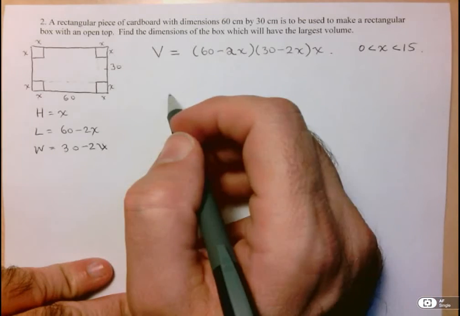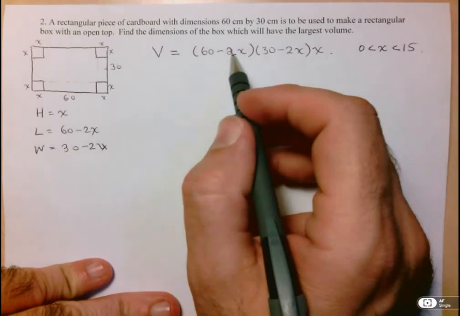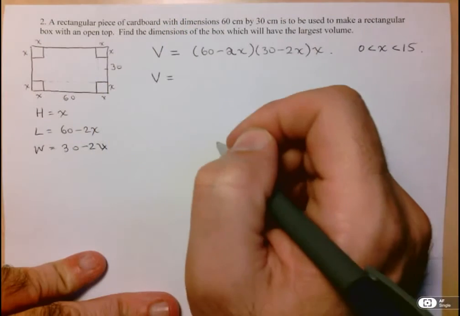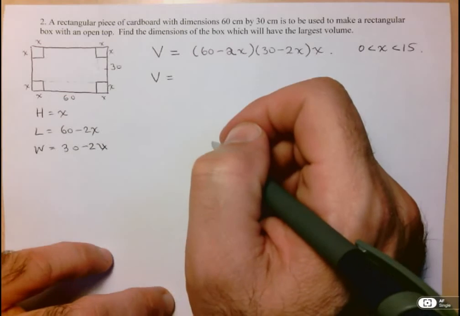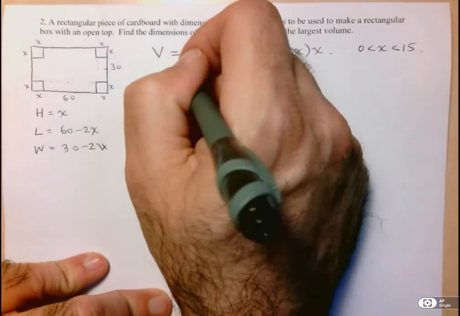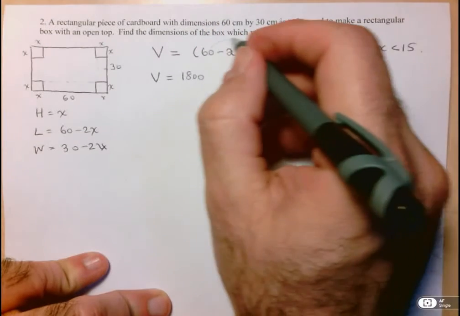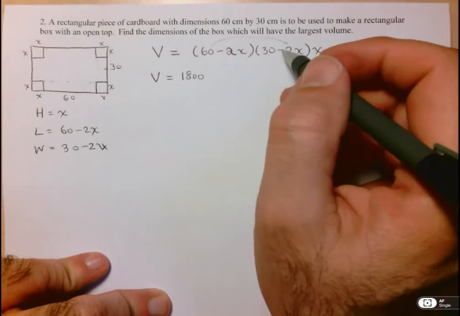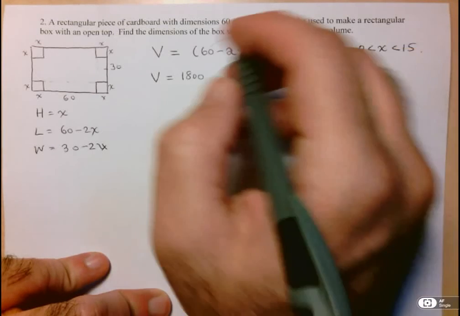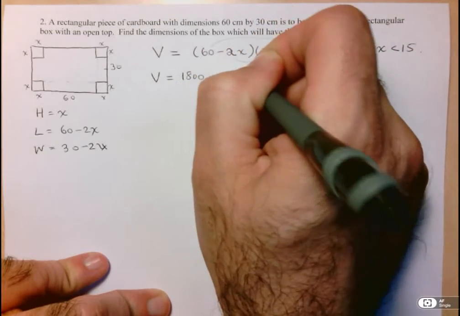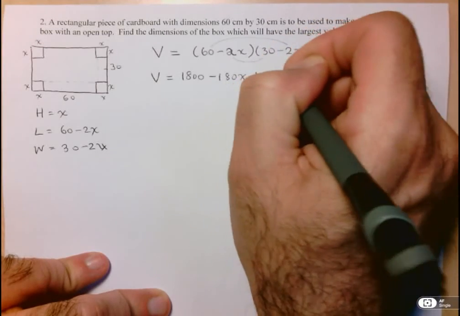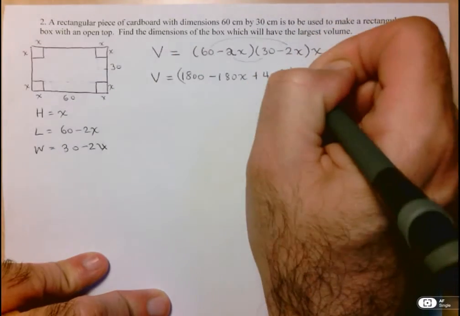Before differentiating, I strongly suggest you do not try to use the product rule twice here. If you just expand it, you'll get a nice, easy polynomial to differentiate. Let's start here. We've got 60 times 30, so that's 1800. Here you've got 60 times 2, so negative 120, and 2 times 30 is 60, so negative 120 minus 60 will be minus 180x. Then negative 2 times negative 2 gives plus 4x squared. And all that is being multiplied by x.